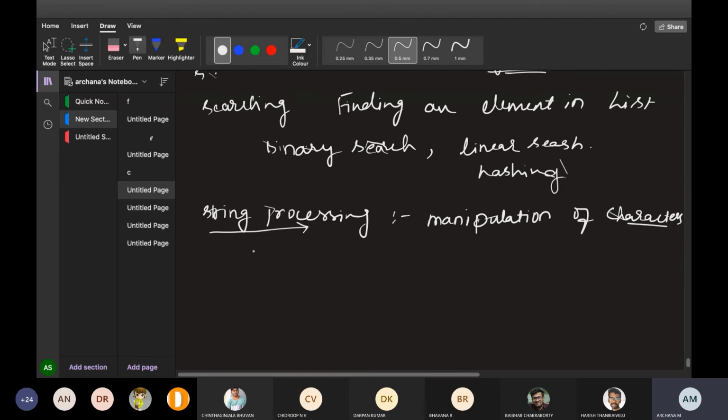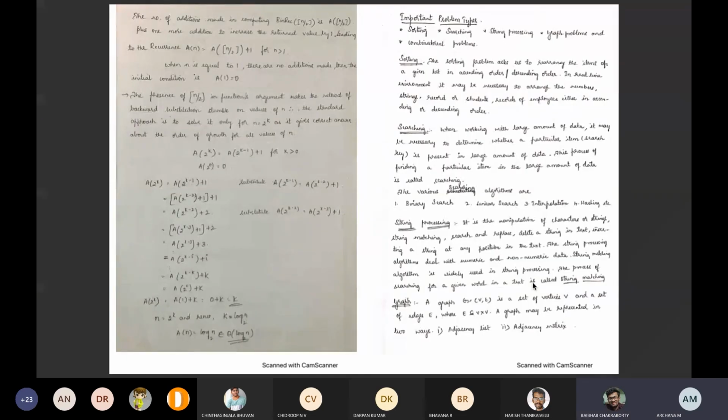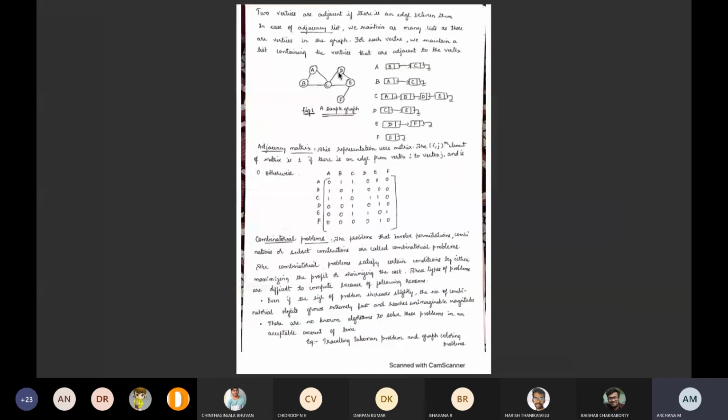Then the next important thing is the graph. What is a graph? Look, a graph G is a set of vertices V and a set of edges E where E belongs to V. A graph can be represented in either of two ways: it can be an adjacency list or an adjacency matrix. I explained this in the beginning as well. Look here, a graph is like this. A simple graph is a collection of vertices.